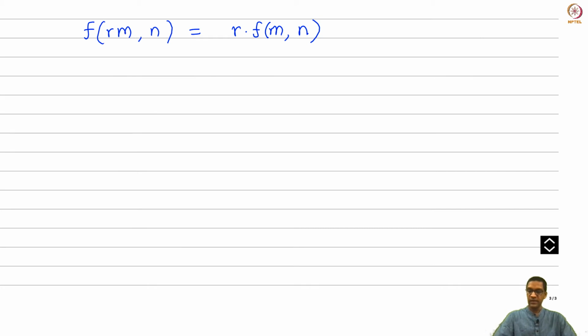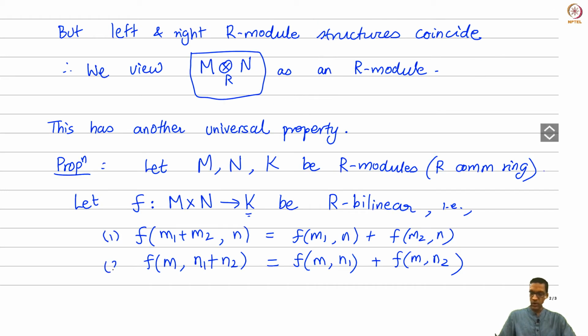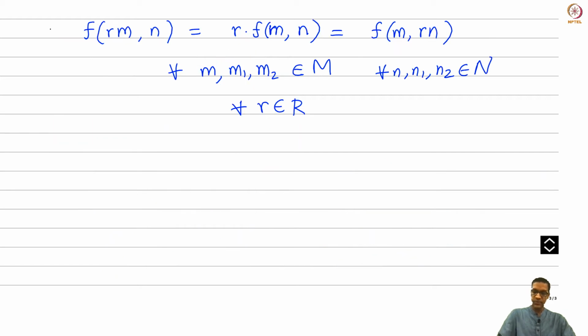Okay, so f of (rm, n) is r times f of (m, n), and this should also be the same as f of (m, rn). Okay, so now I want this to be true for all m, I also had m1, m2 on the previous page, for all n, n1, n2 in N, and for all scalars r from the ring R. Okay, so any map which satisfies these three properties, 1, 2 and 3, such a map is said to be R bilinear.